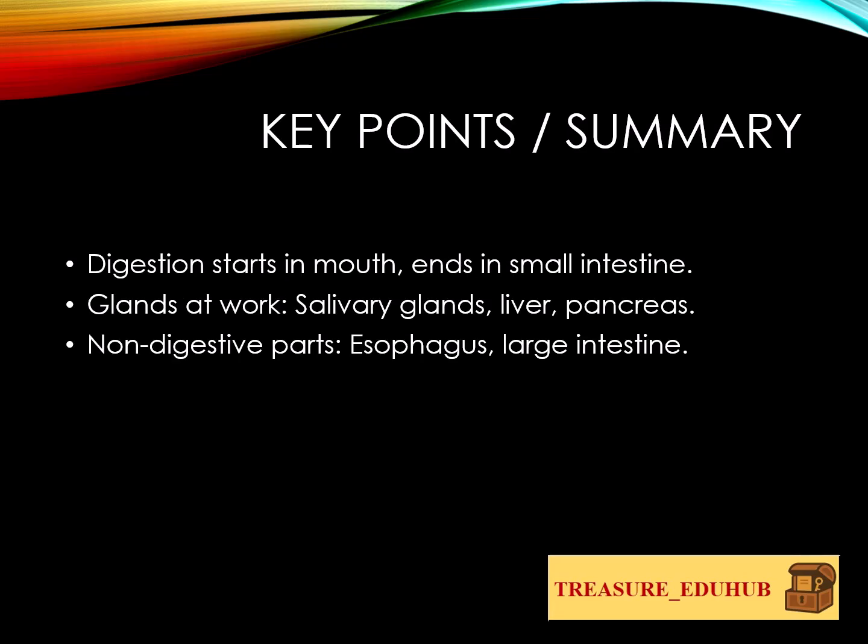The key points in this topic are: digestion starts in the mouth and ends in the small intestine. Glands which help in the digestion process are the salivary gland, liver, and pancreas. The non-digestive parts of the digestive tract are the esophagus and large intestine. We know that in the esophagus no digestion takes place, only peristaltic movement takes place. In the large intestine there is storage and absorption of water into the blood, but no digestion takes place.